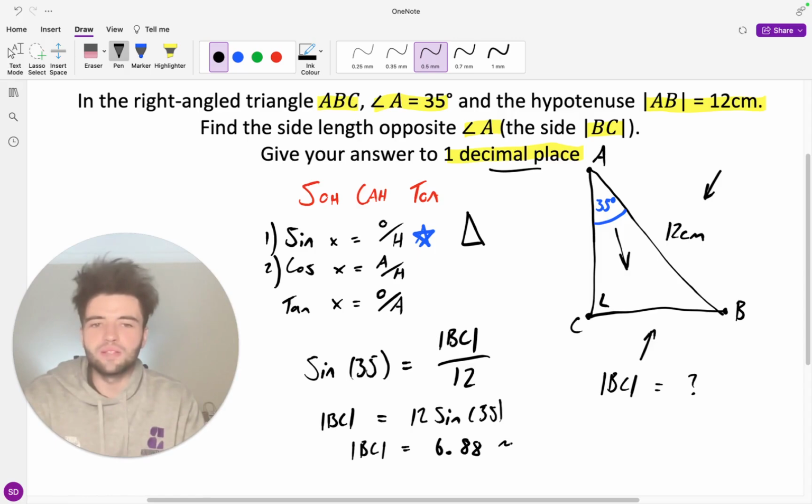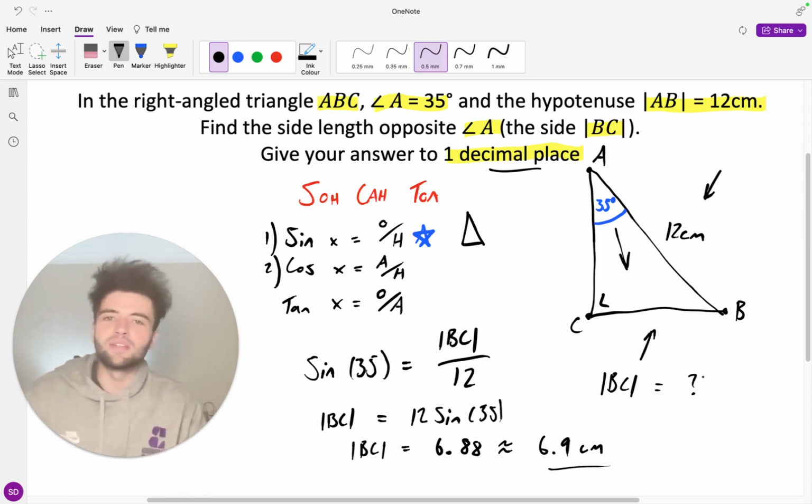and correct to one decimal place, we can simply round up. And so we're going to get that the side length BC here is going to be 6.9 centimeters. And also make sure you include your unit, that's quite important. So that is going to be it for this question.